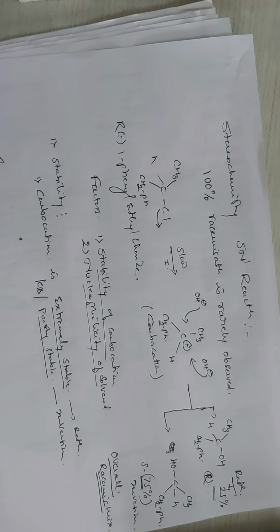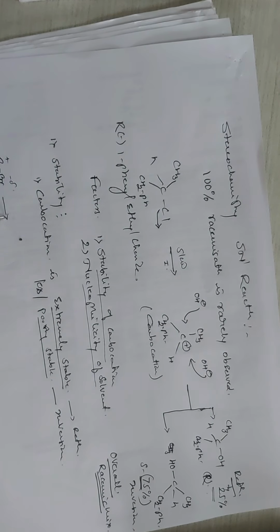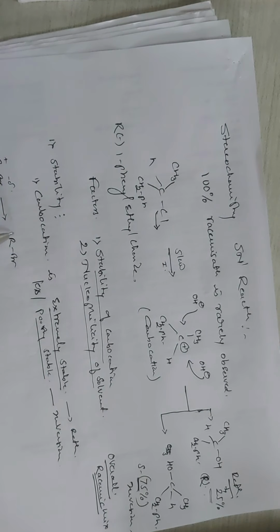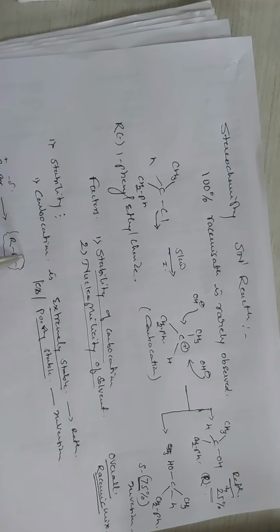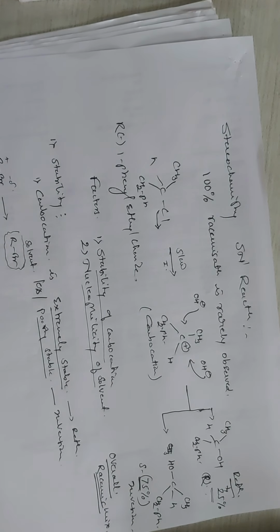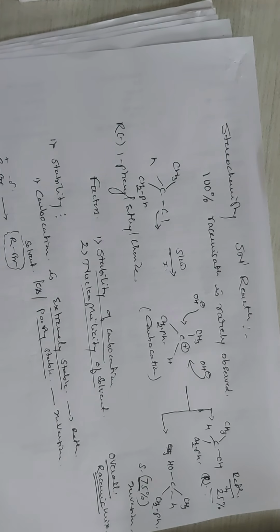Then the next part is the nucleophilicity of the solvent. Consider RBr, an alkyl halide molecule which is polar in nature. When it comes in contact with the solvent, it is surrounded by the solvent, and so it forms an intimate ion pair.